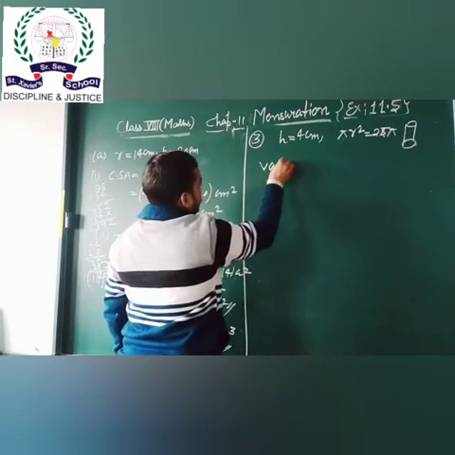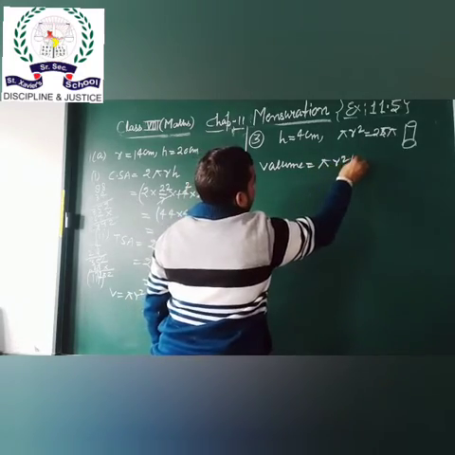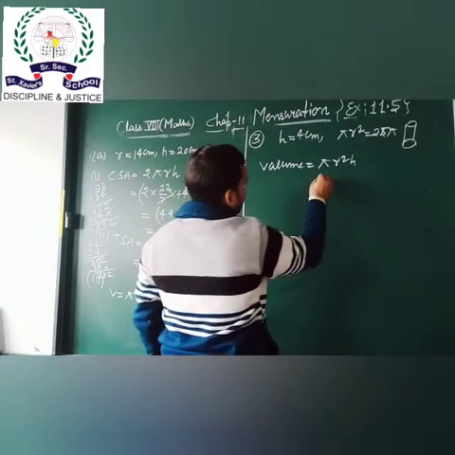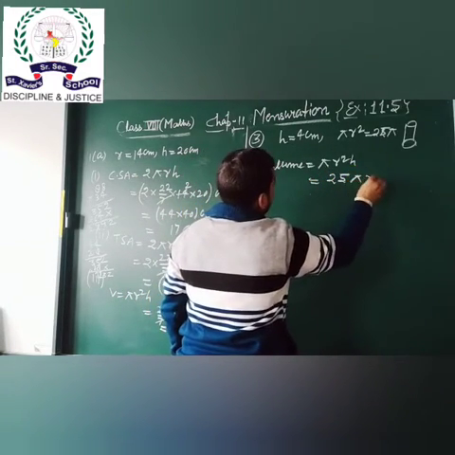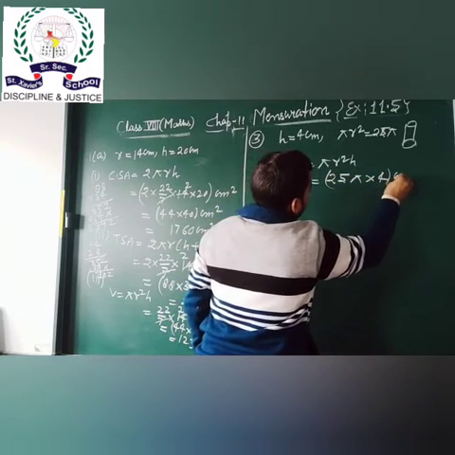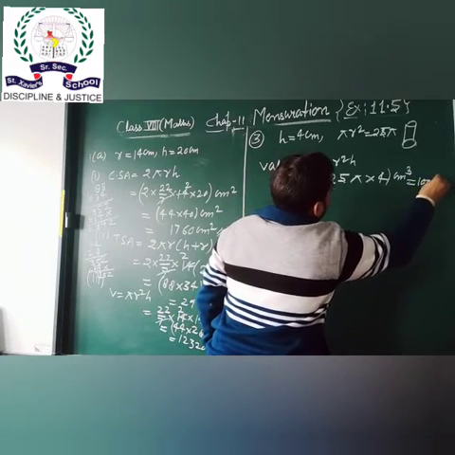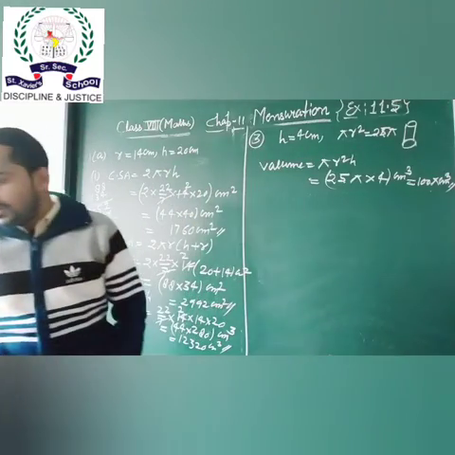So volume of cylinder equals pi r square h. The area of the base, pi r square, is given as 25 pi, into h, given as 4. So 25 pi into 4 centimeter cube equals 100 pi centimeter cube.